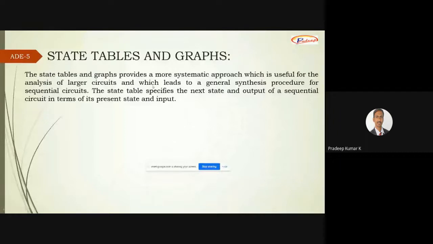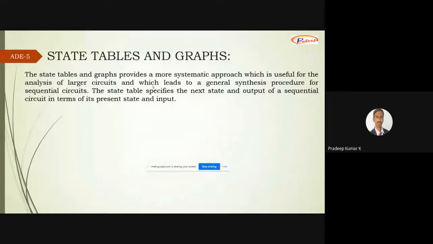The state table and graphs provide a more systematic approach, meaning the concept of having state tables and graphs provides a systematic way of dealing with logical circuits. It is useful for the analysis of larger circuits with a systematic approach. This is possible with the help of state tables and graphs, which leads to the general synthesis procedure for sequential circuits.